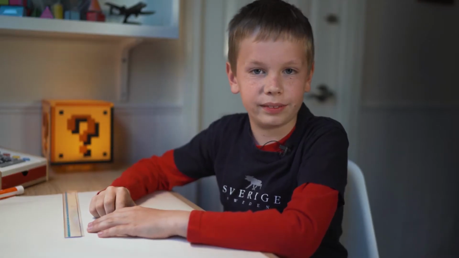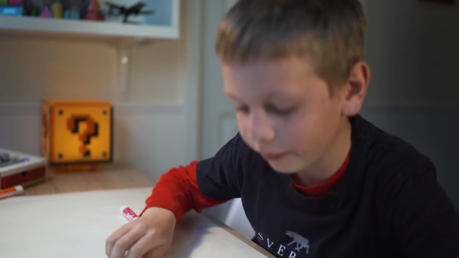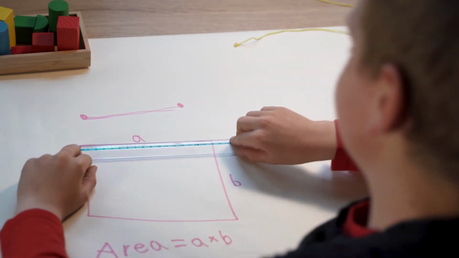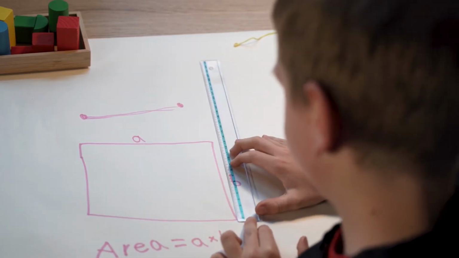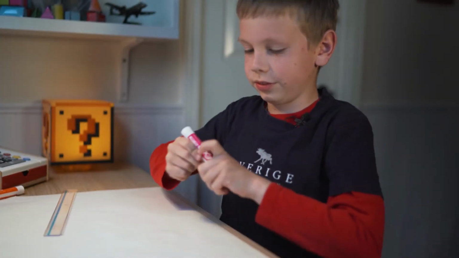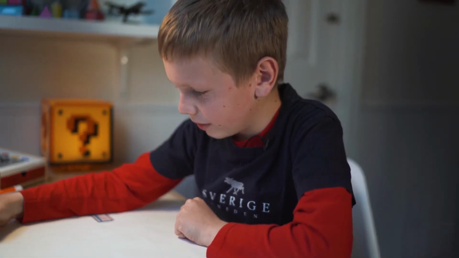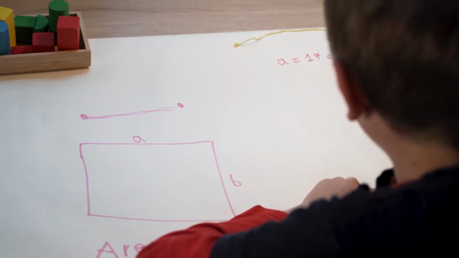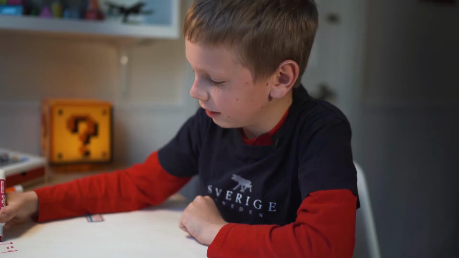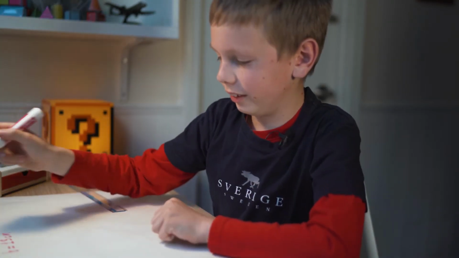Now let's measure the area of this rectangle. So first we are going to measure the width. So for that we need a ruler. We align it up straight. That is 17 centimeters. And now for our width, from 0 to 13. So now we are going to write that down. A equals 17 centimeters. B equals 13 centimeters.